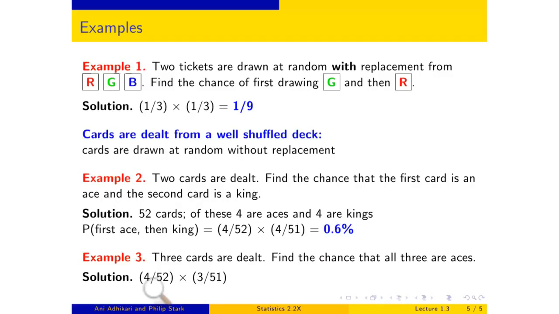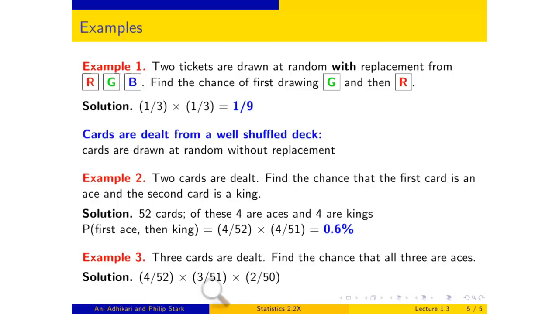Are we done? No! We're even more picky. We want yet another ace, so we have to multiply by what? That's right, 2 in 50. And what is this? This is the conditional chance that the third card is an ace, given that the first 2 were both aces. So if you imagine your stadium full of people, and they all have this deck of cards, the only people who get to stay are the people who deal 3 aces in a row. So at the first stage you have 4 in 52 remaining, at the second stage you have 3 in 51 of those 4 in 52, and at the final stage you have 2 in 50 of the previous proportion.